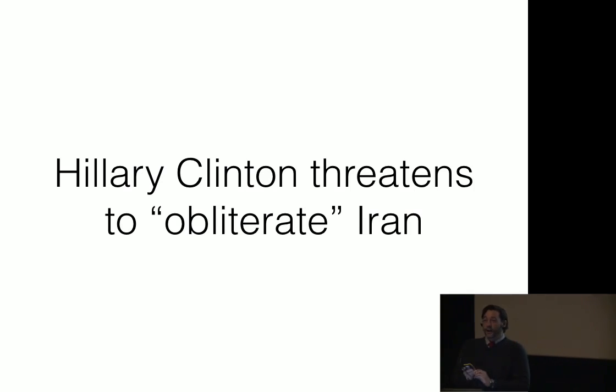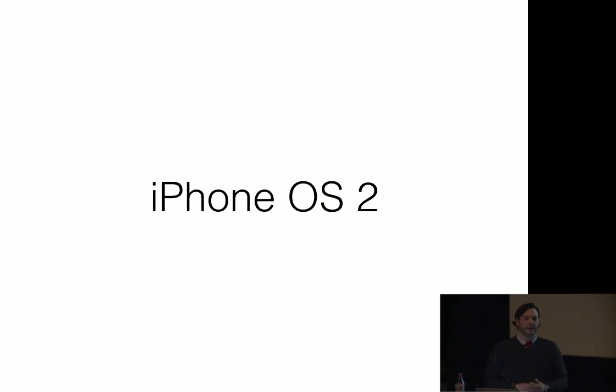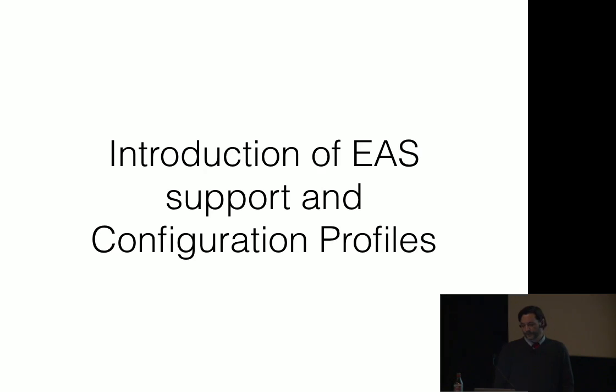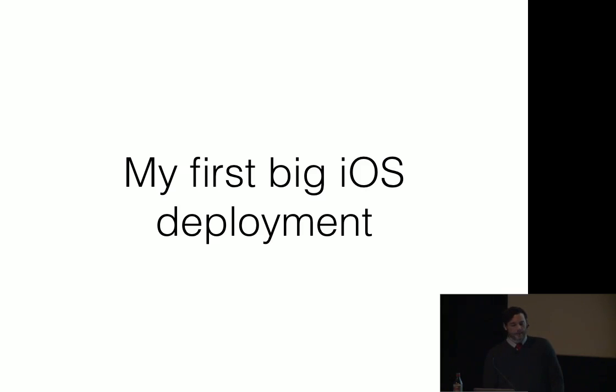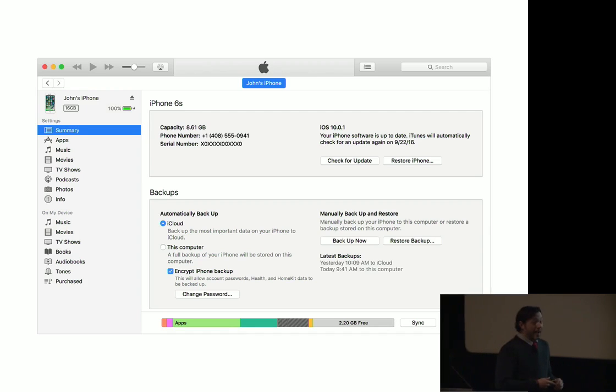So another thing that is unresolved is management came with iOS 2. And that brought us the introduction of EAS support and configuration profiles. So my first big iOS deployment, there were 10,000 devices, and we had to put them in the hands of people all around the world, which means we'd probably never see most of them again. And back then, the only management tool was this one. Anyone know what management tool this is? It's very enterprise ready. It was tailored.